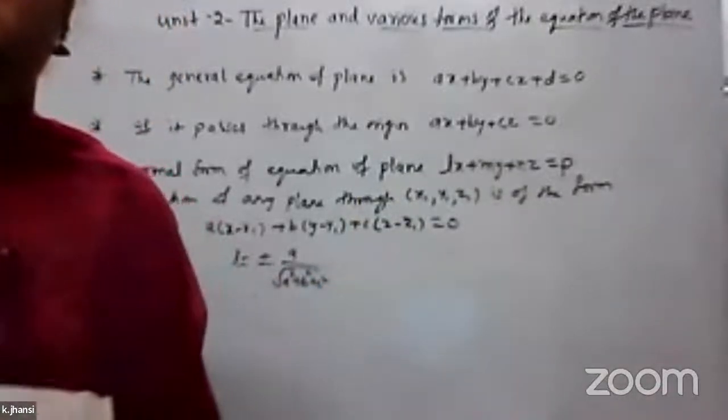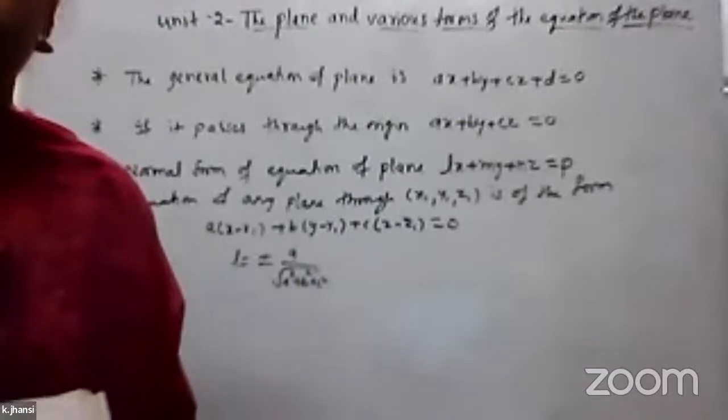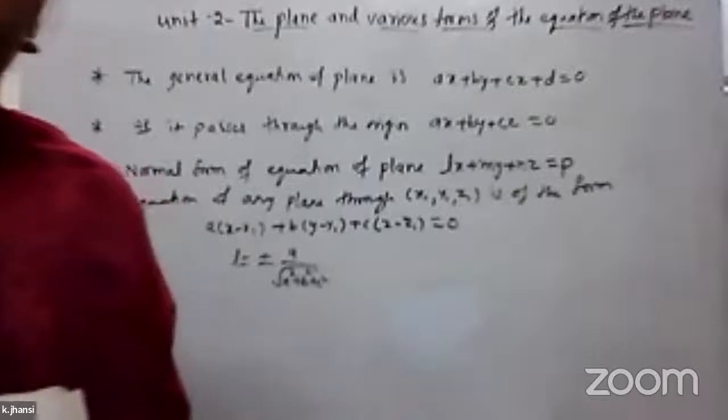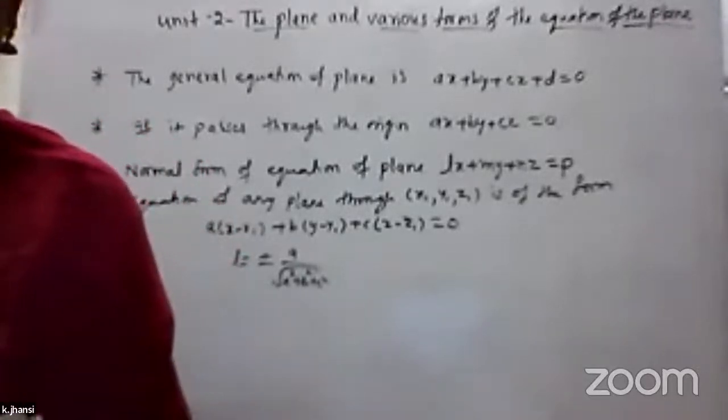So when you compare this one and this one, you will get the last constant also, that is P equals minus or plus D by under root of A square plus B square plus C square. P is always positive here, so it is on the right hand side, no?